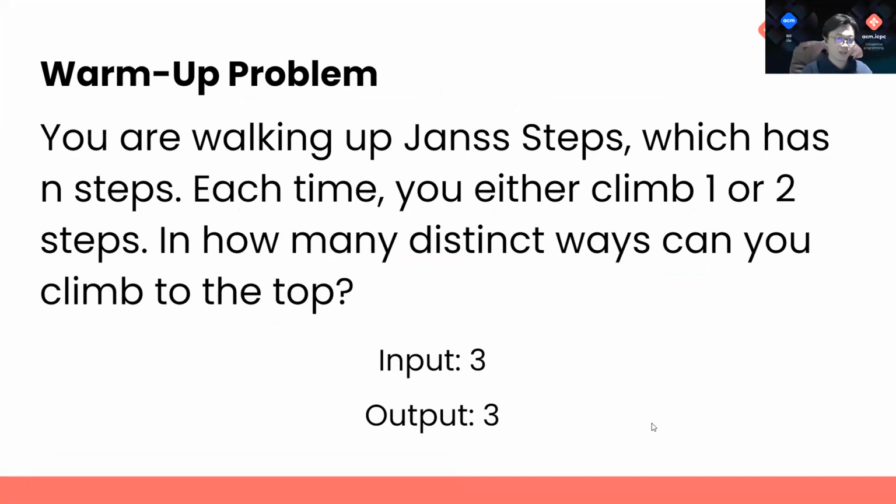You are walking up stairs, which has n steps, and each time you can either climb 1 or 2 steps. And you want to find out in how many distinct ways you can climb to the top. So for example, if there are 3 steps, which is the input, the number of steps, then there are 3 distinct ways you can climb to the top, because you can either climb 1 step at a time, you can climb 1 step and then 2 steps, or you can climb 2 steps and then 1 step.